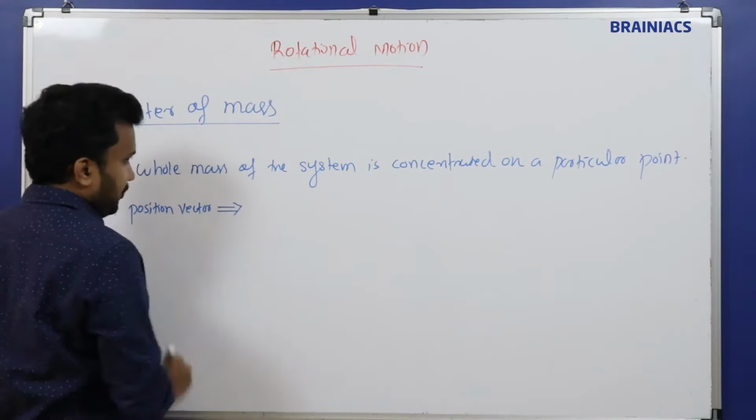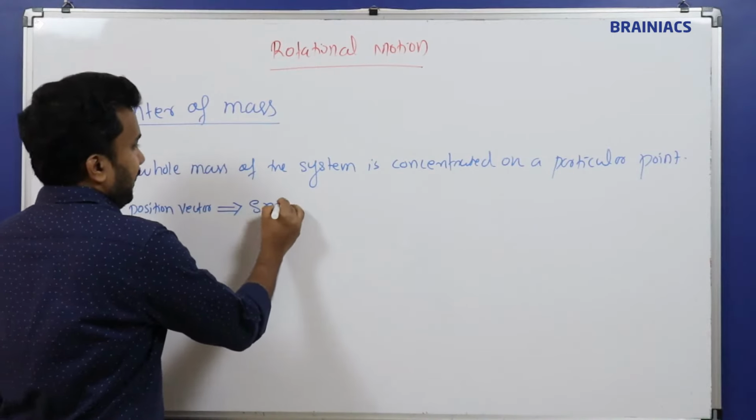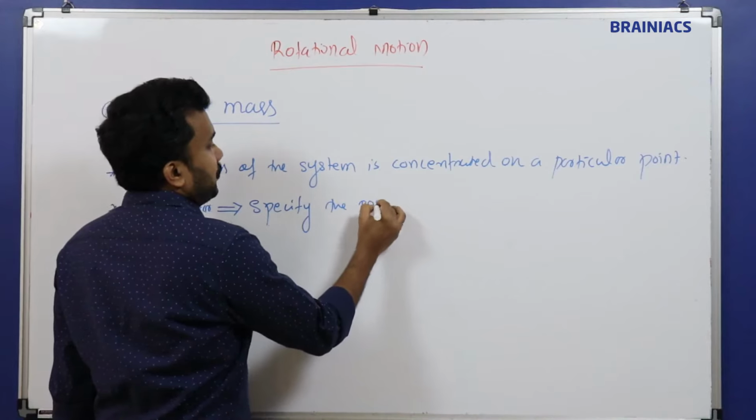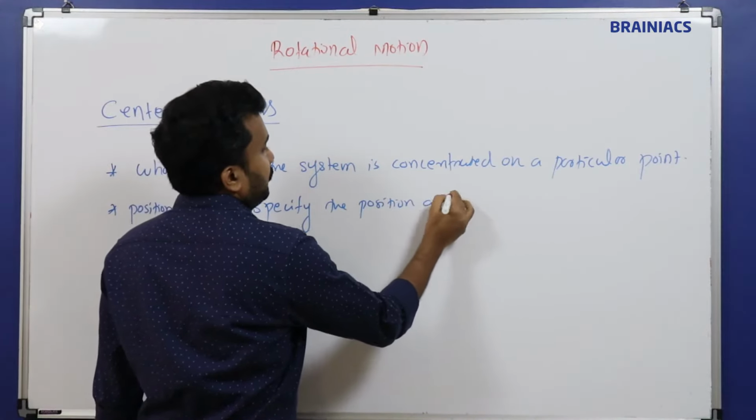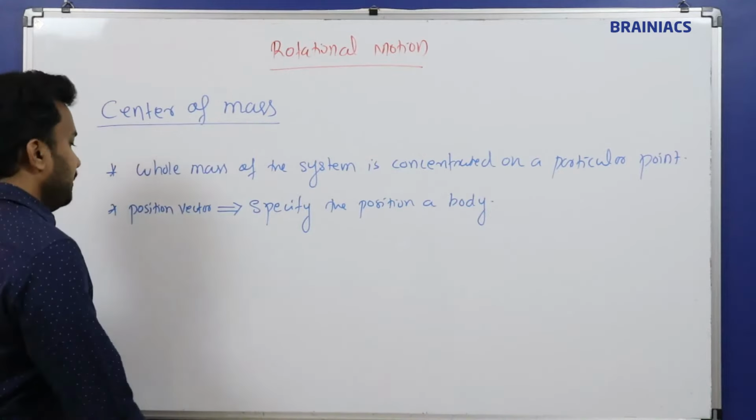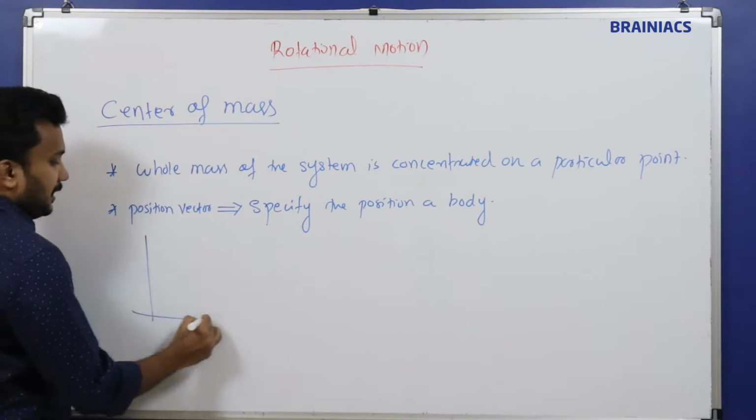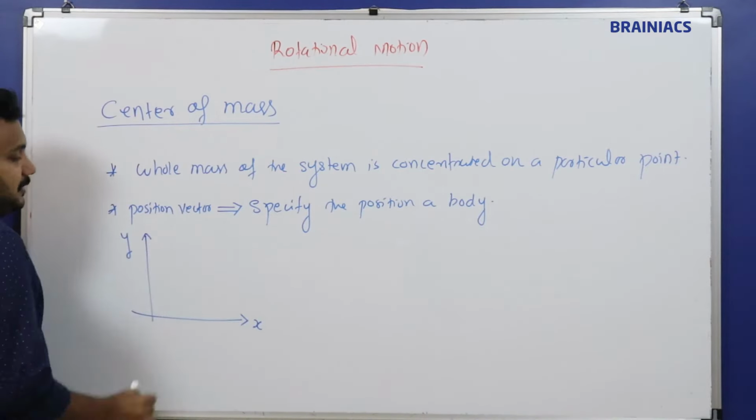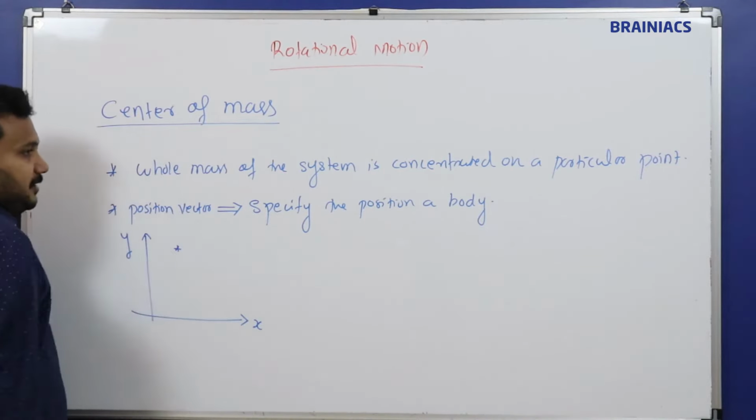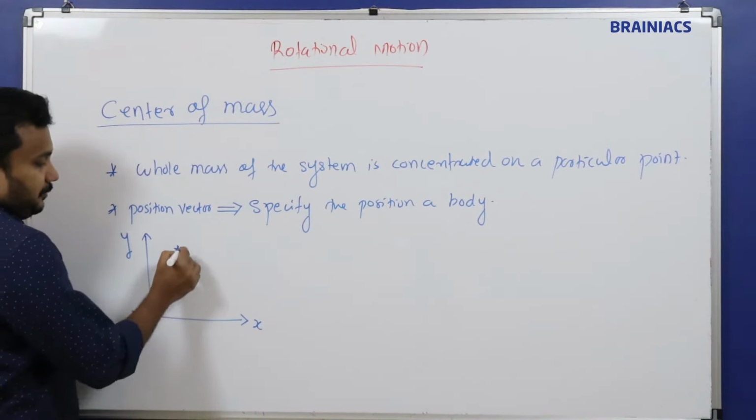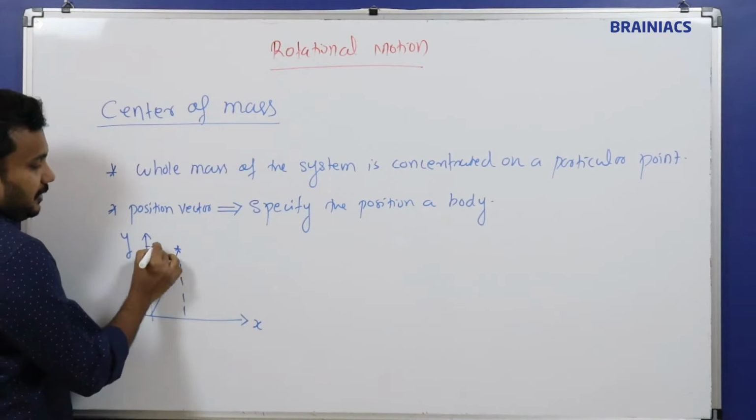Position vector is a term that specifies the position of a body. So what does the position of a body mean? Let's take an x axis and a y axis. Suppose one body is located here. From the origin you have an x coordinate and a y coordinate.